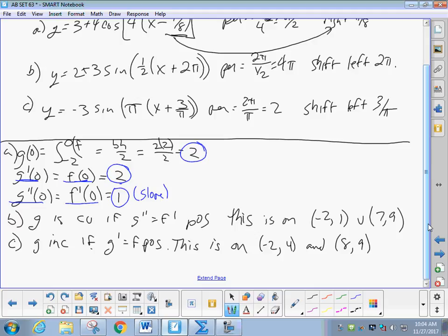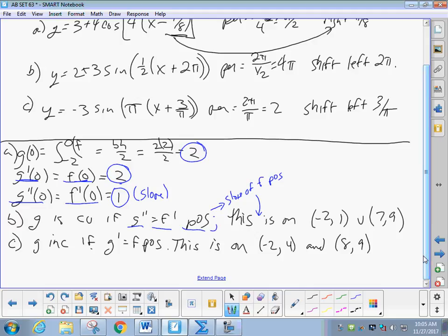Again, make the connection to F. I started with the big idea of calculus. Something's concave up if its second derivative is positive. So that's what I'm starting with. G is concave up if G double prime, which is equivalent to F prime, is positive. That occurs where the slope of the F graph, I'm actually making an inference. I didn't show enough work. Slope of F is positive, and that's on negative 2 to 1 and 7 to 3.